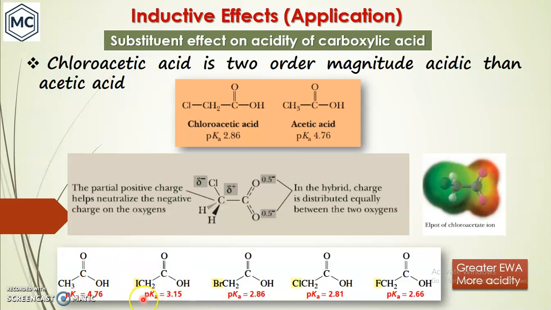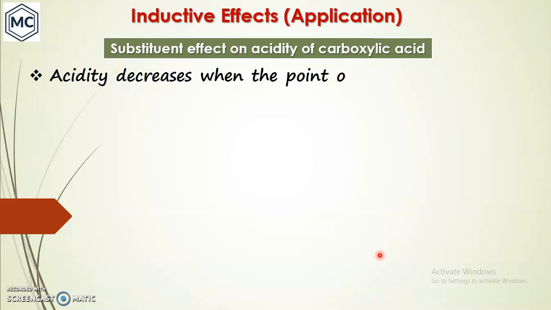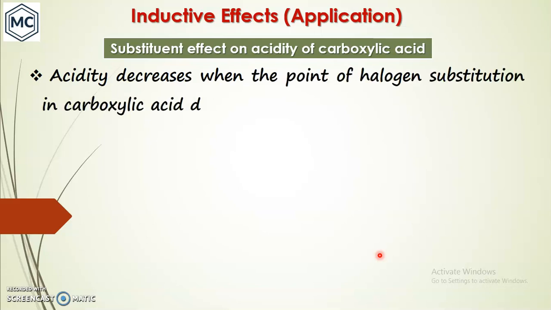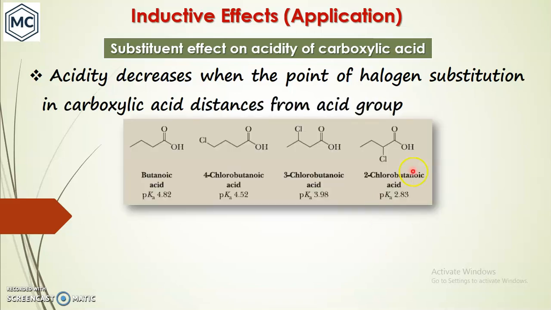And these are the examples. Another example, acetic acid. If you replace one of the hydrogens with an electronegative group such as iodine, bromine, chlorine or fluorine, you can see that if you have a fluorine here, it will be more acidic. That means the greater the electron withdrawing power, the more acidic it gets. Acidity also decreases as the point of halogen substitution gets distant from the acid group. When this chlorine atom is distant from this functional group, the effect decreases. You can see that from the pKa values. When it goes farther from this functional group, acidity decreases.